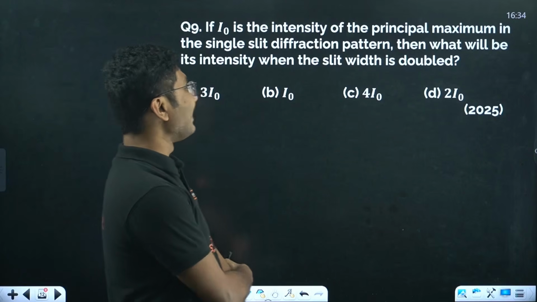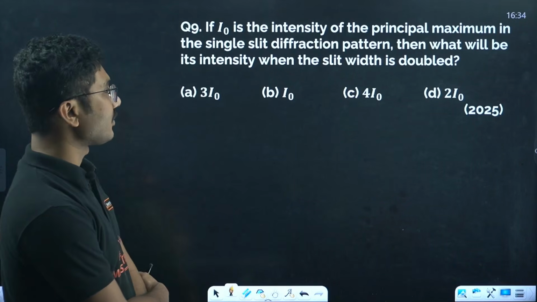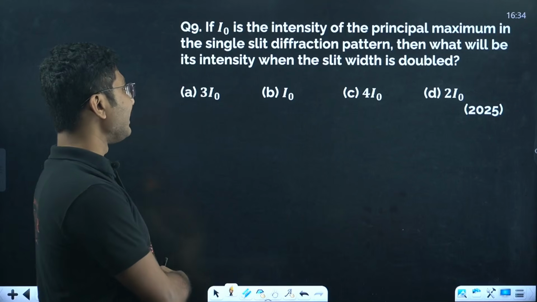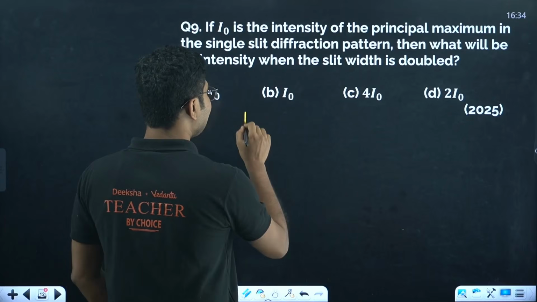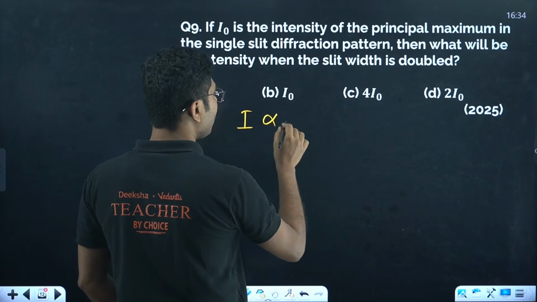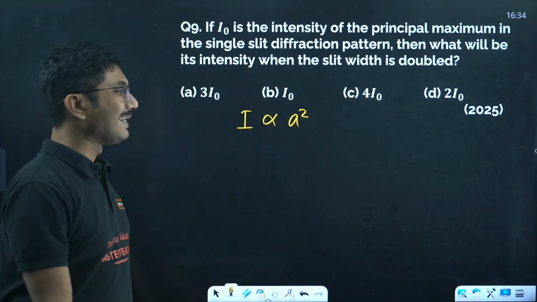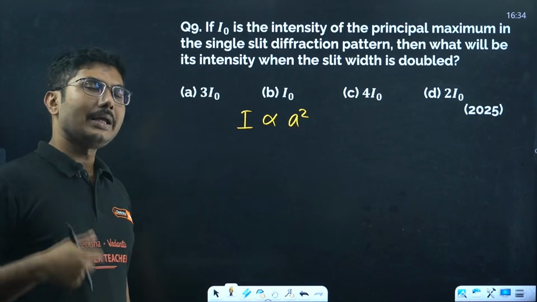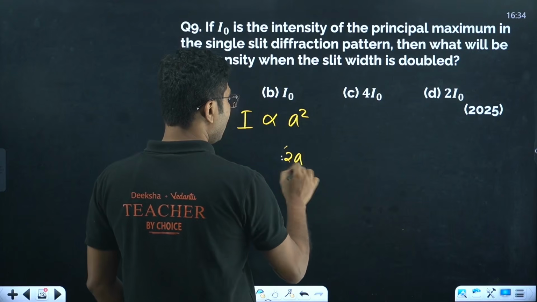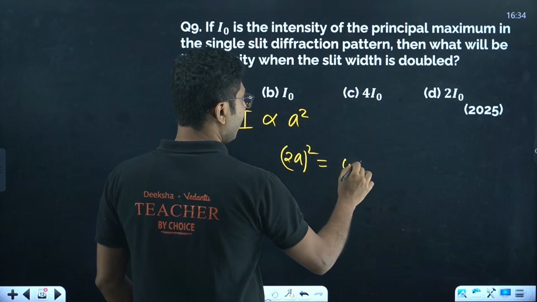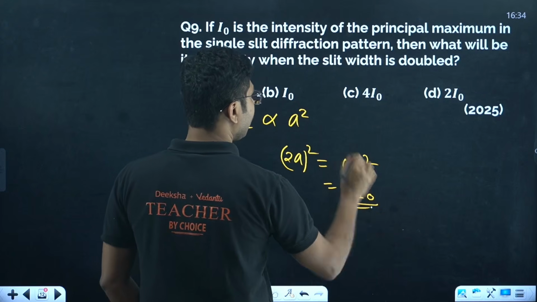I naught is the intensity of the principal maximum in the single slit diffraction pattern. Then what will be the intensity when the slit width is doubled? So remember that the intensity of light is proportional to the square of the slit width. So if you increase the slit width, the intensity will be more, and here we have double the width, so it will be simply 4 times, so it will be 4 I naught. So the intensity will be 4 I naught.